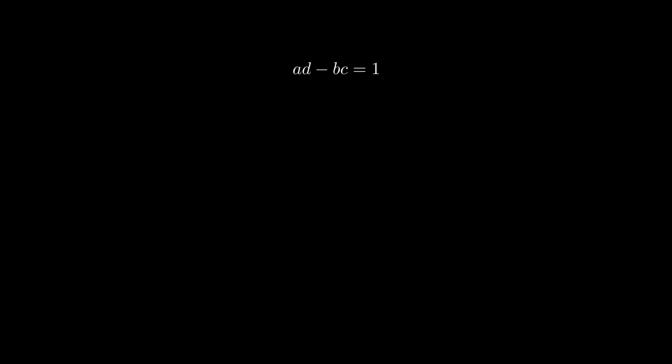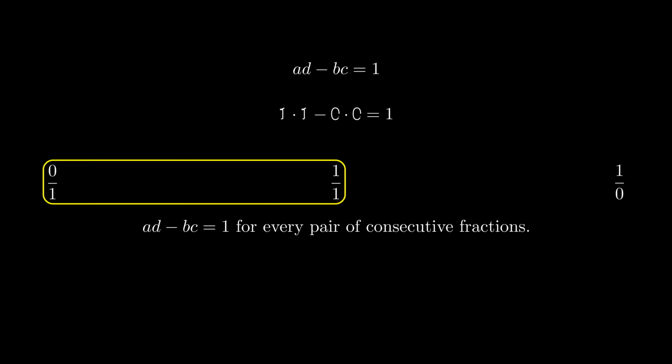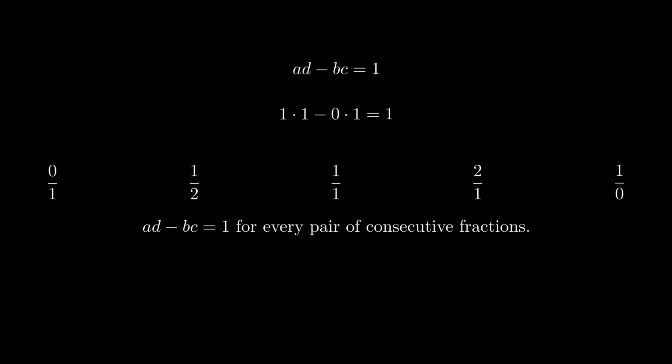Did you notice that a lot of these facts depend on AD minus BC being equal to 1? This seems like a very specific condition, and it is. But fortunately, when we start with the 0 over 1 and 1 over 0 fractions, they satisfy this property, and we know that any time we take a mediant of two fractions satisfying this property, the mediant also has this property with the fractions next to it, which means that no matter how we take successive mediants, AD minus BC is always equal to 1.